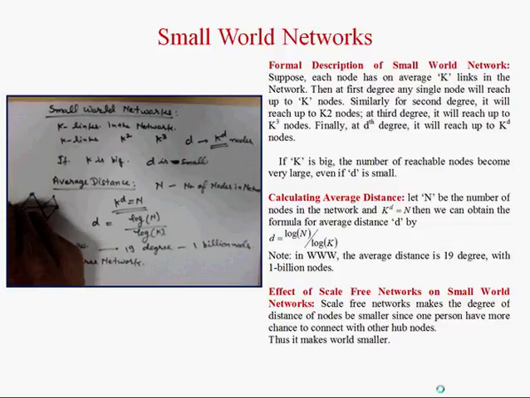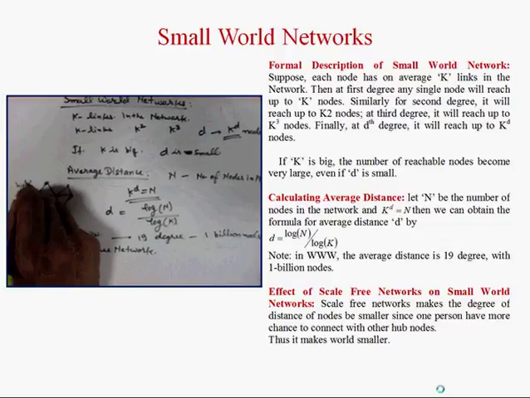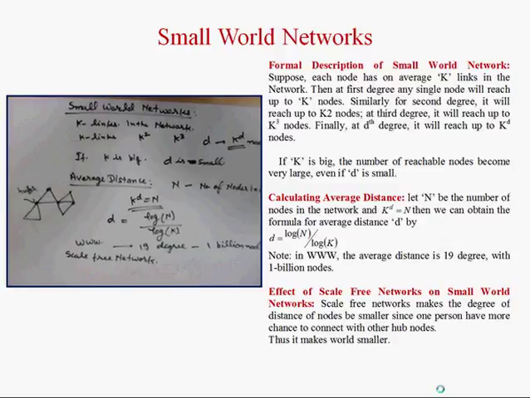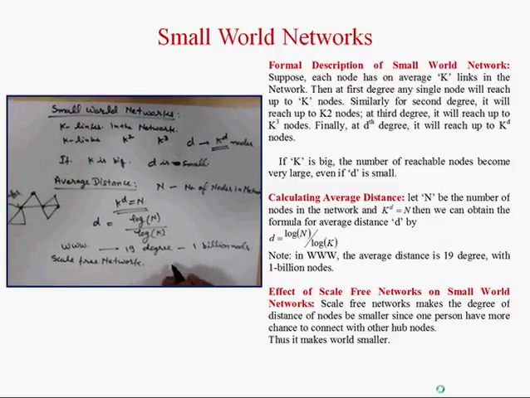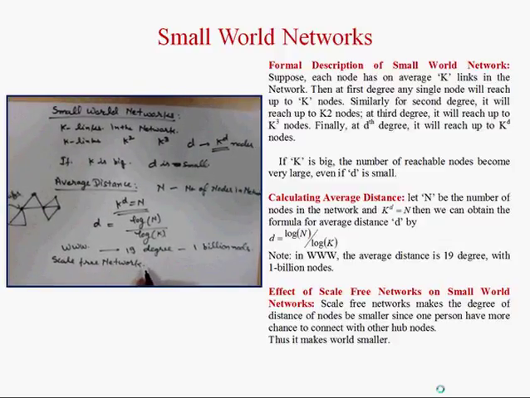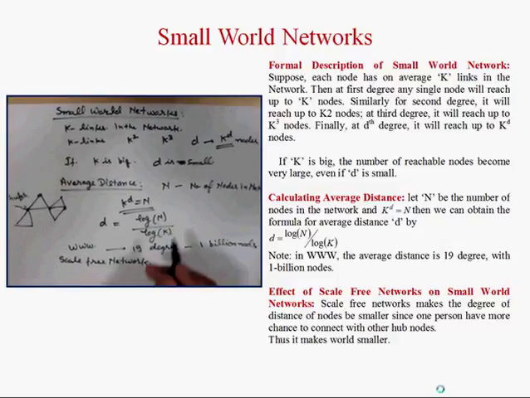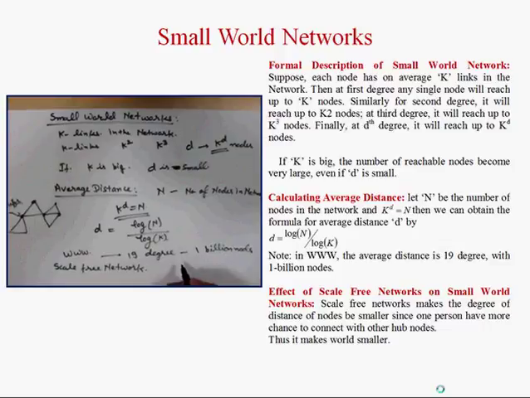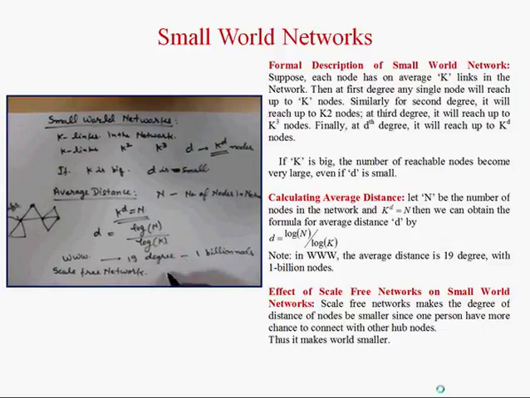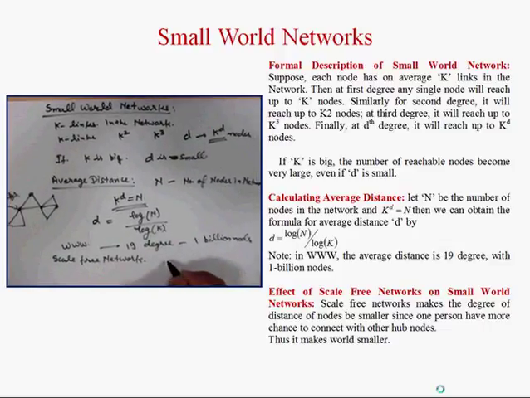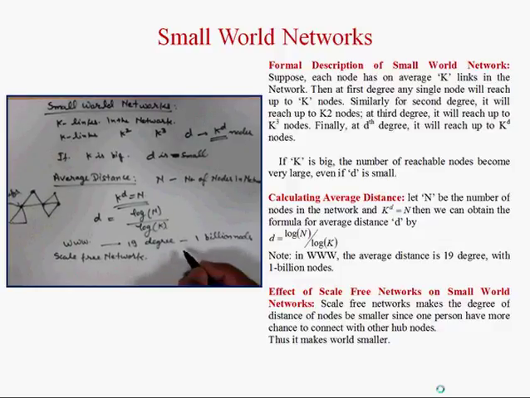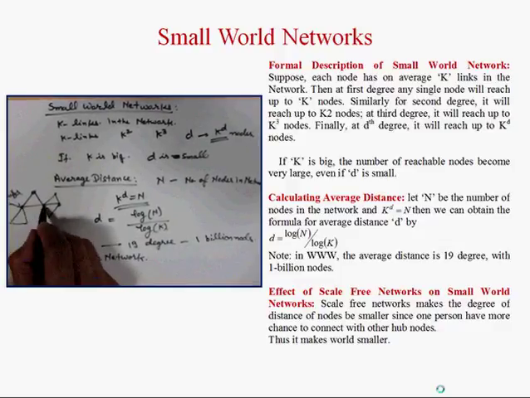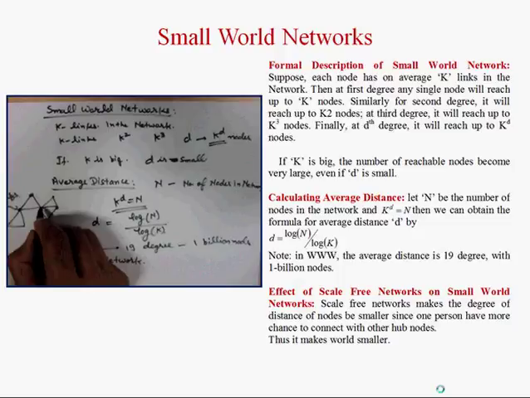like this. So the use of scale-free network makes the degree distances of nodes smaller, because one person has more chances to connect to other hub nodes, and thus it makes the world smaller.